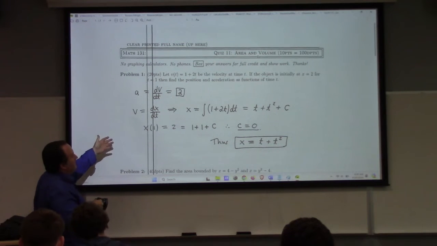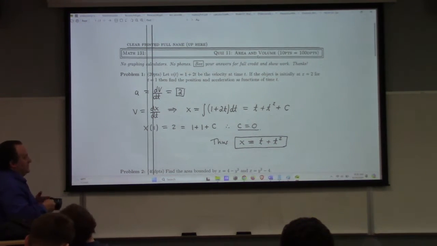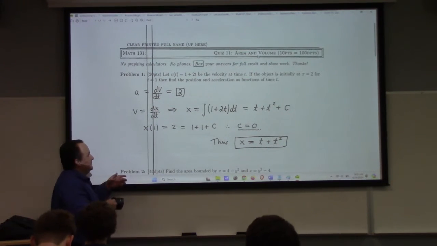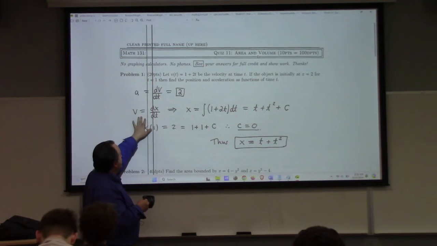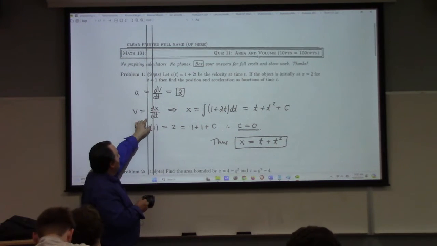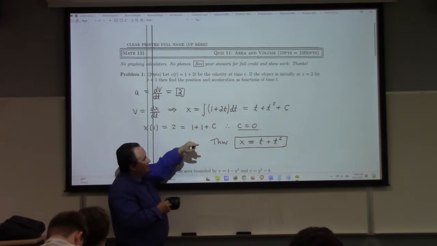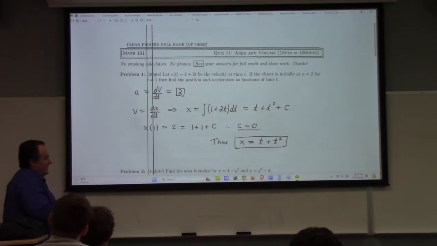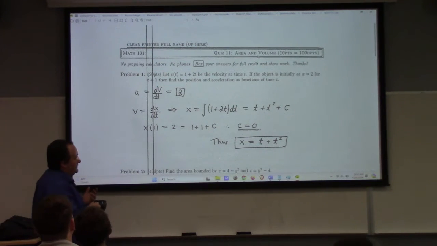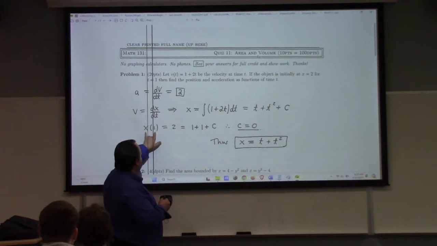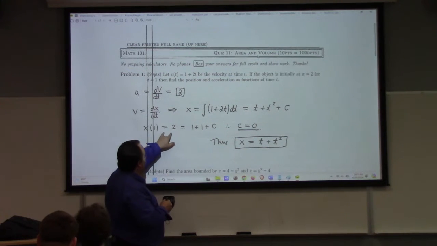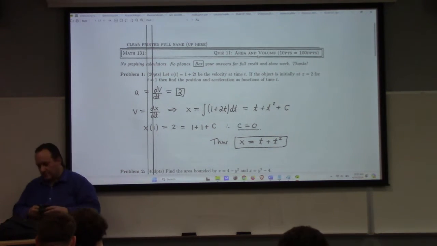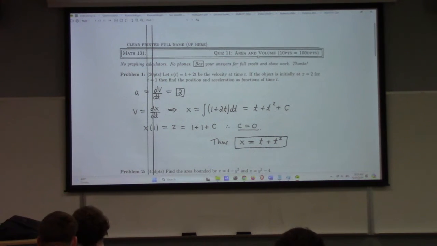So here, to reiterate, the acceleration is the derivative of the velocity, so you just take dv/dt, which is 2. That's that. Velocity is the derivative of the position, so we have to integrate to find position. So the integral of 1 plus 2t is t plus t squared, because 2 over 2 is 1. We add a constant to fit the initial condition. Here the initial condition is given: at time 1, x of 1 is given to be 2, so we get 2 equals 2 plus c, therefore c equals 0. We get position t squared plus t.